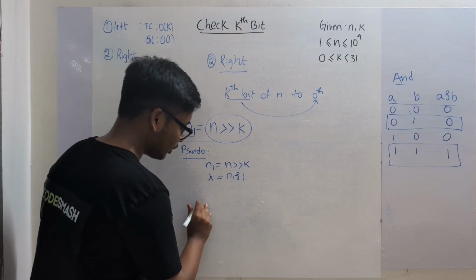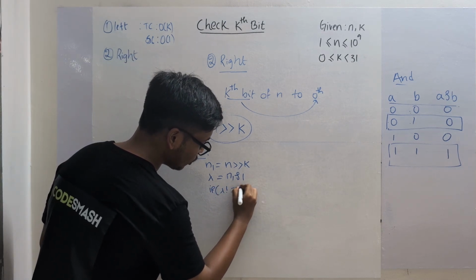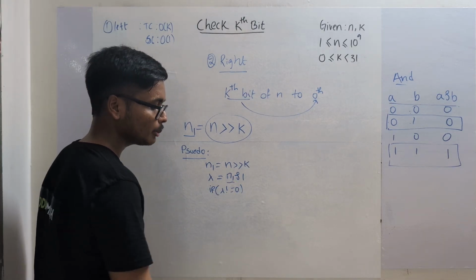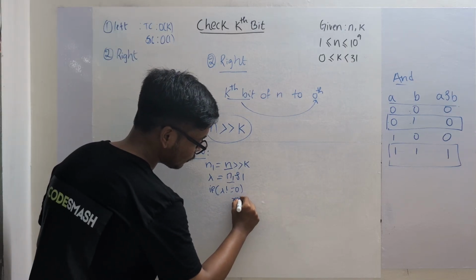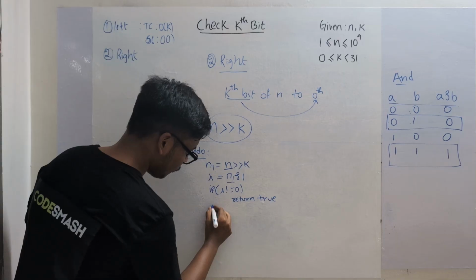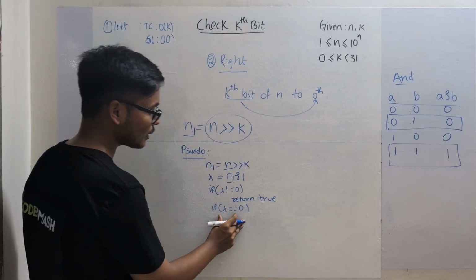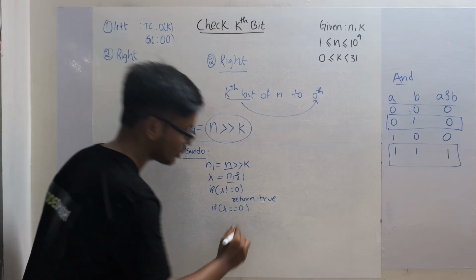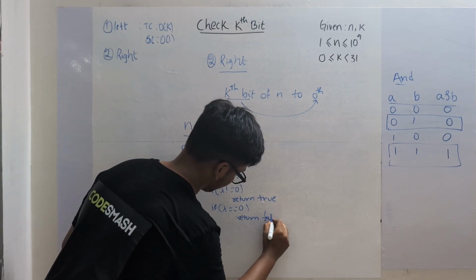So by the before discussion, if lambda is not equal to 0, it means the 0th bit of n1 is set. That means the kth bit of n is set. So we have to return true. If lambda is equal to 0, it means the 0th bit of n1 is not set. That means the kth bit of n is not set. So we have to return false.